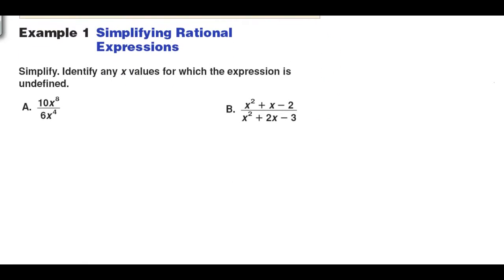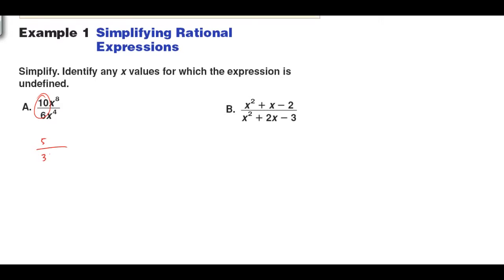This doesn't look too bad. I'm going to simplify this down as far as I can. Now notice I have x's in the top, I have x's in the bottom, so they should definitely reduce. And I also have a 10 over a 6. That one we know should reduce also. So let's work numbers first. I'm going to work with the 10 and the 6. I'm going to reduce that to 5/3.